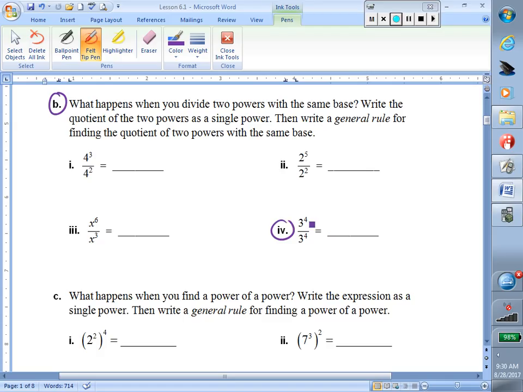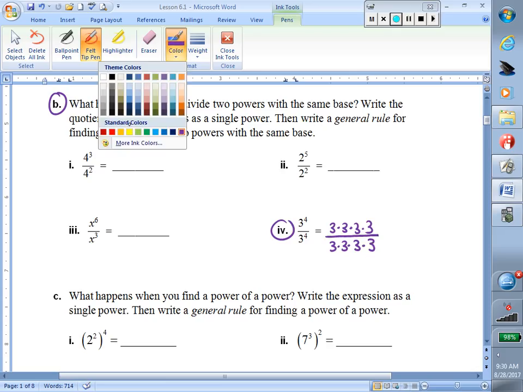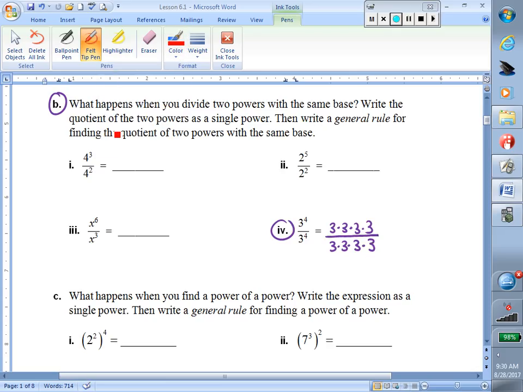I want to start by expanding out. So 3 to the 4th power means 3 times 3 times 3 times 3. And then in the denominator we have the same thing. Now last time we talked and said, well, when we have 3 divided by 3, we get 1. We can go through and we can simplify after we expand out.